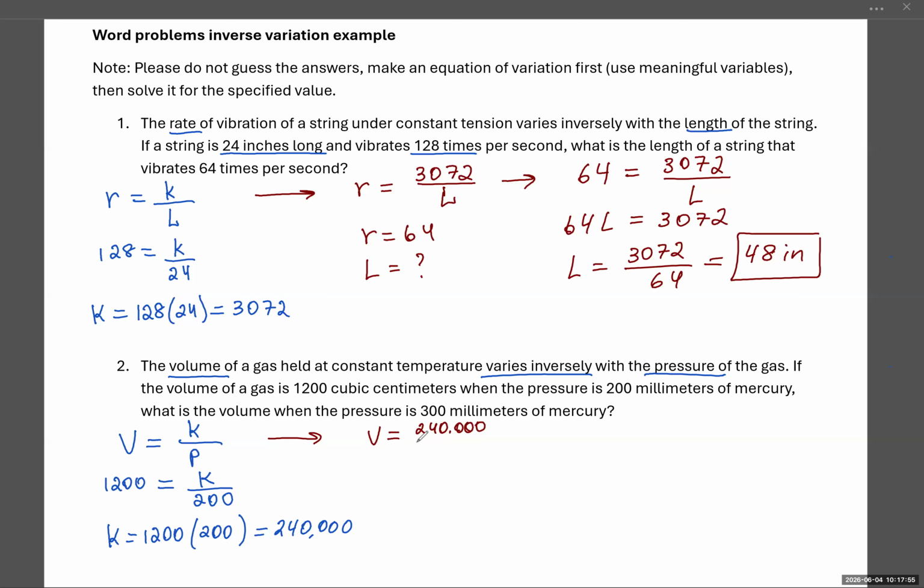We can rewrite the generic equation with a K filled in: V equals 240,000 divided by P. And then the last question, what is the volume when the pressure is 300 millimeters of mercury? So volume is what we're calculating, and we're just plugging in 300 for P. And volume would be 800 cubic centimeters.